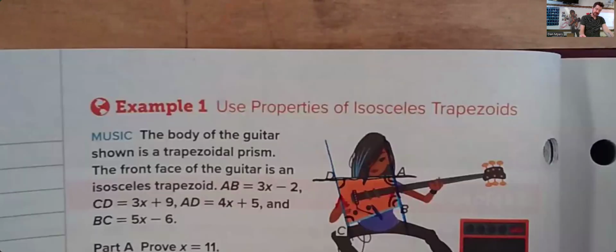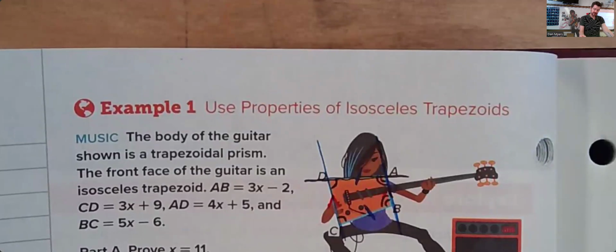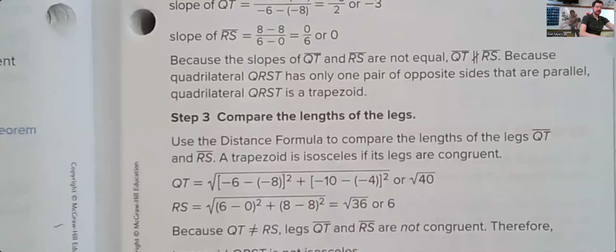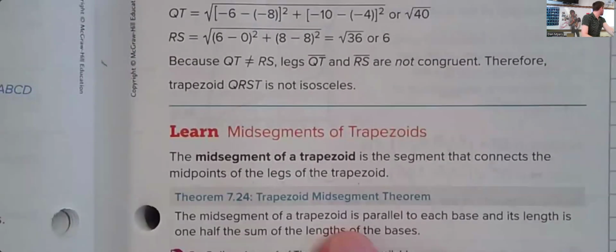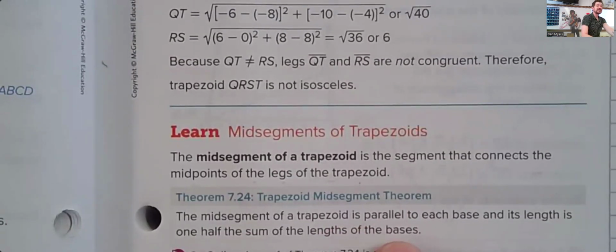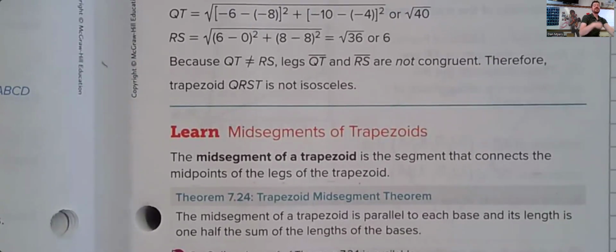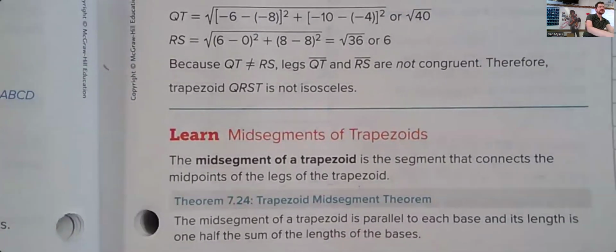Oh, and it's also equal to, oh, sorry, the other part of it, the part that we did see in the warm-up, it is equal to half the sum of the lengths of the bases. So if you add the lengths of the bases together and divide by 2, that equals the length of the mid-segment. So here we go.